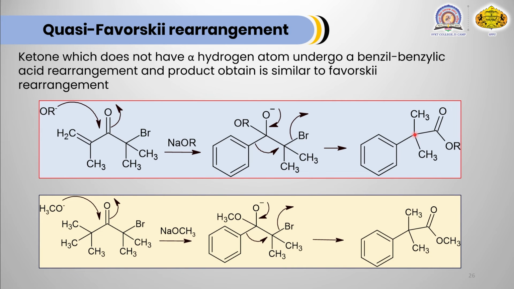This is another example that is also showing quasi-Favorskii rearrangement. In this case also there is no alpha hydrogen atom. Let's see here, this carbon does not have an alpha hydrogen. In this case also there is no alpha hydrogen atom. On treatment with OCH3, that is the methoxy group, this intermediate is obtained. Once again there is migration of the benzene ring, and finally this product is obtained.